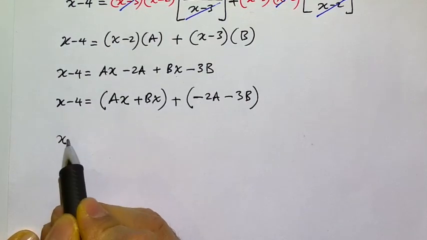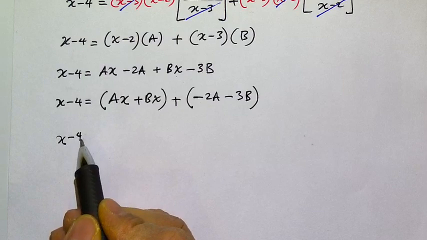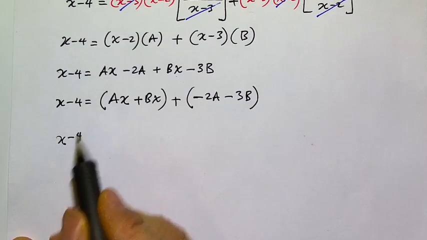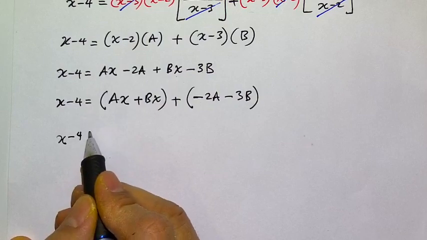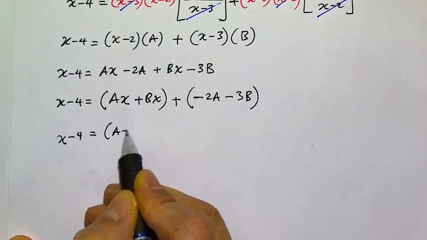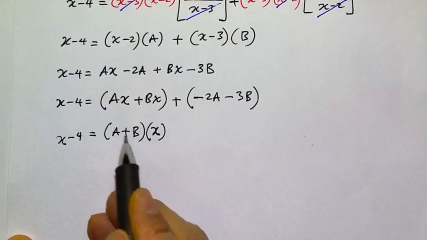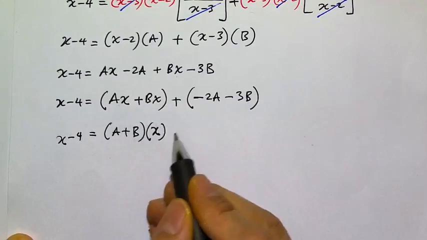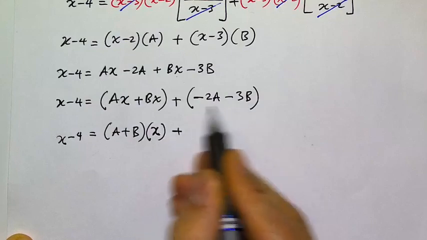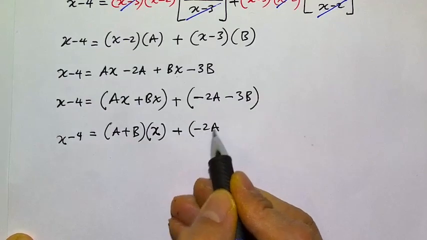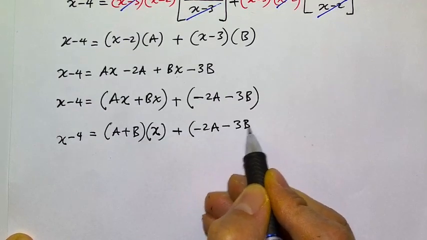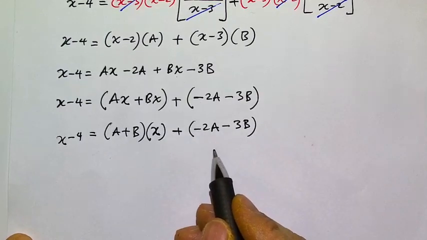So we have x minus 4 equals a plus b times x, right? I just factored out x from this group, plus the same group, let's write it down. Minus 2a minus 3b, right?